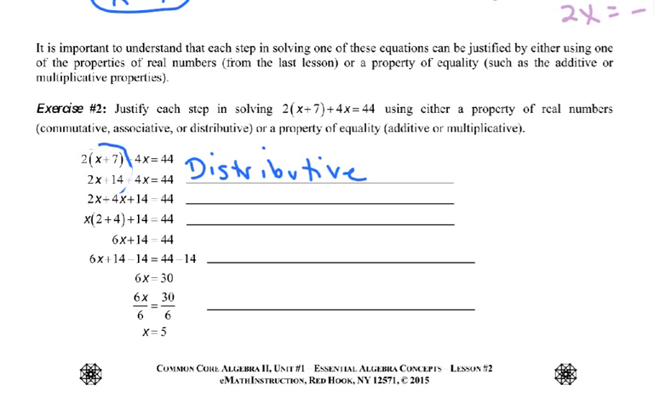In the next step, you'll notice the 2 terms were actually switched. So now we have the 14 and the 4x trading places. When 2 things switch order in an equation, this is going to be the commutative property.